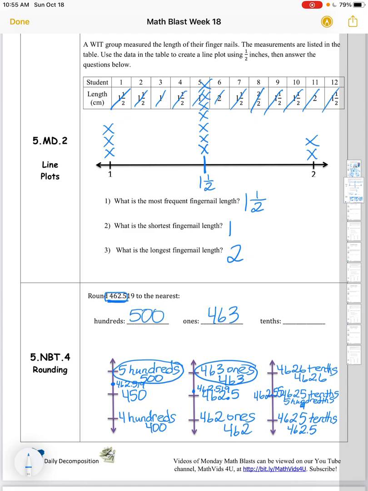Next, I'm going to place my number on the number line. The number actually would be right below the midpoint this time. 462 and 519 thousandths. And since it lies below the midpoint, it's going to round down. So we will say it rounds to 462 and 5 tenths.